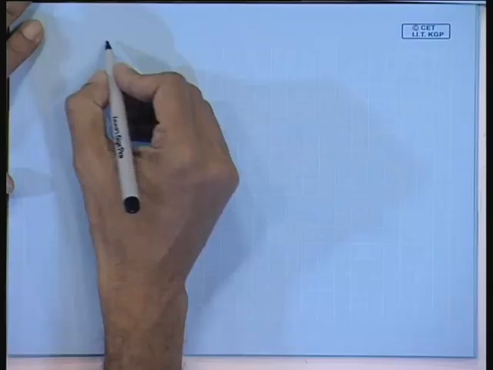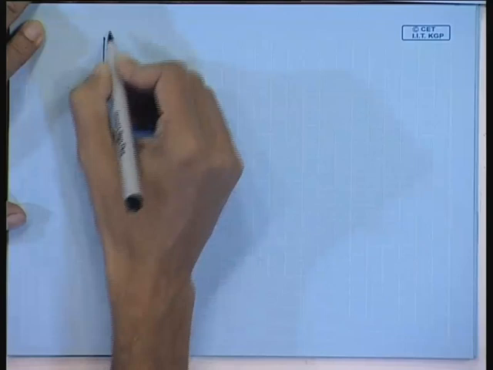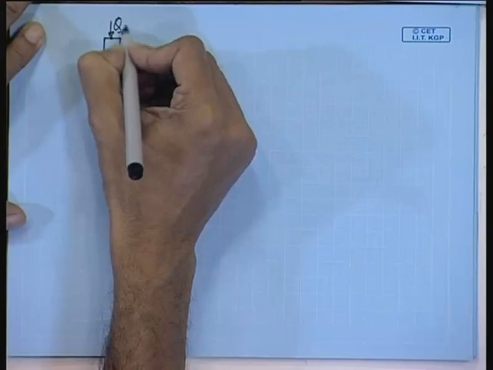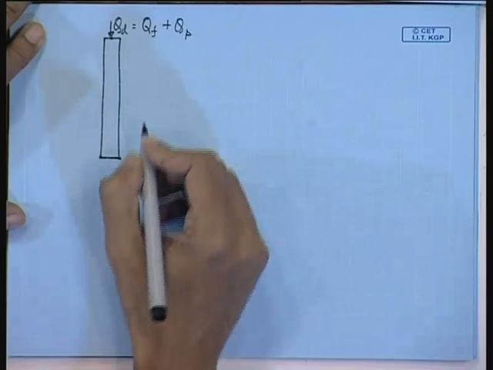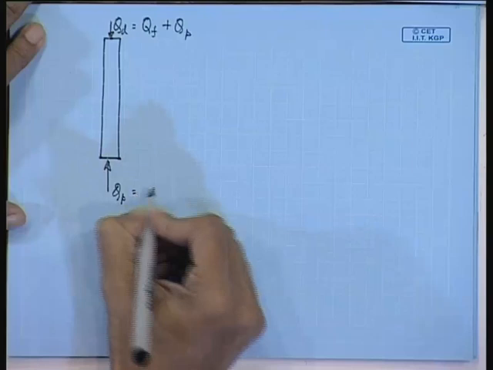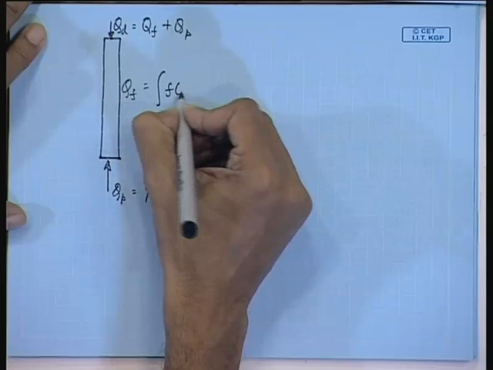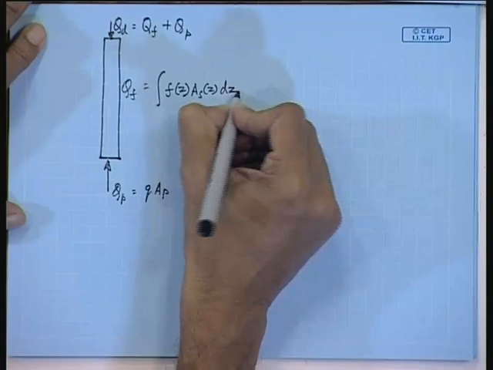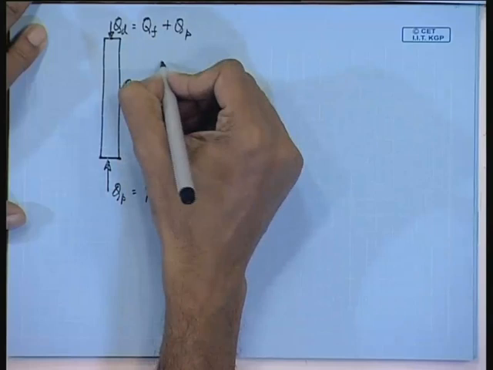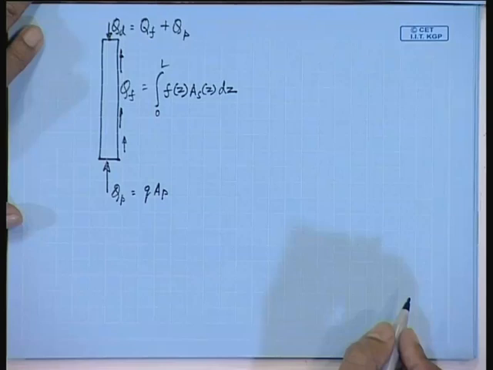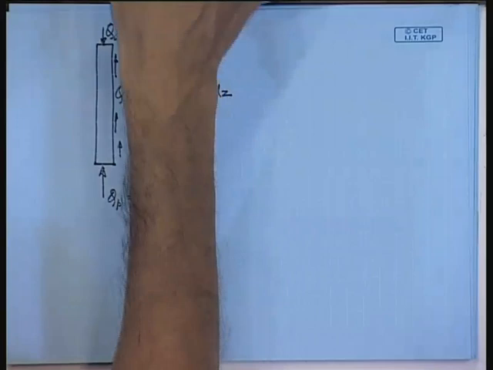Now coming to the problem that we have to solve. So here if you have a pile, this is your QD. So this is QF plus QP, and QP is going to come here. So this is your Q into AP, and this is QF. Now QF is an integral because it varies according to the depth of soil. So this is your equation, you find out from 0 to L. So this force will come from this part.